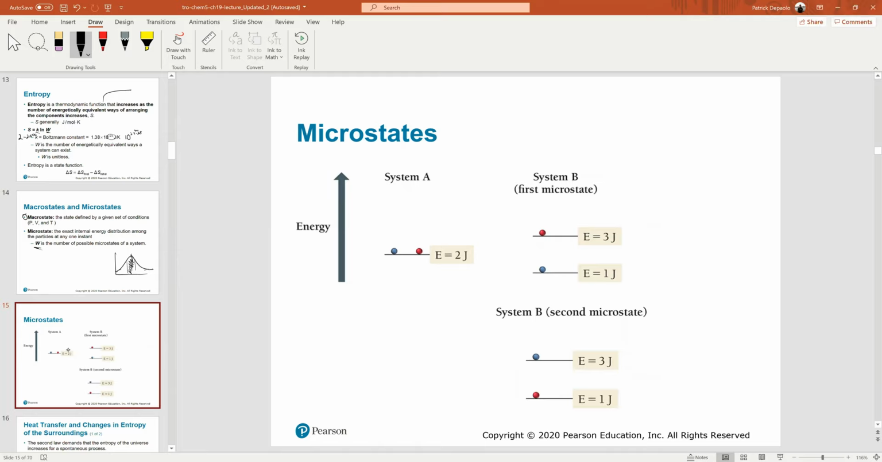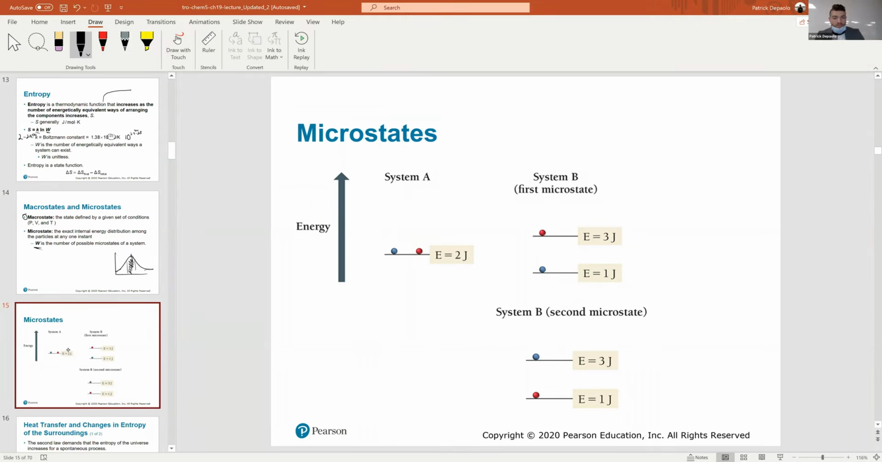Okay. So here is an example of microstates. Think about the perspective of the particle. For those of you who are engineering majors, it may not make sense. So, you have system A. You have the blue and you have the red. Let's say they're electrons and they're at energy level 2. They're identical particles. They're electrons. Energy level 2 joules.